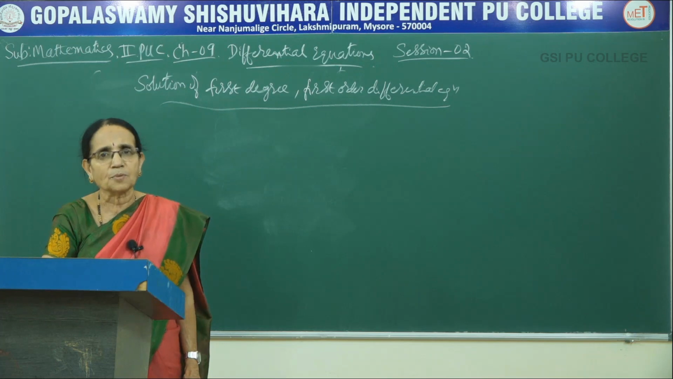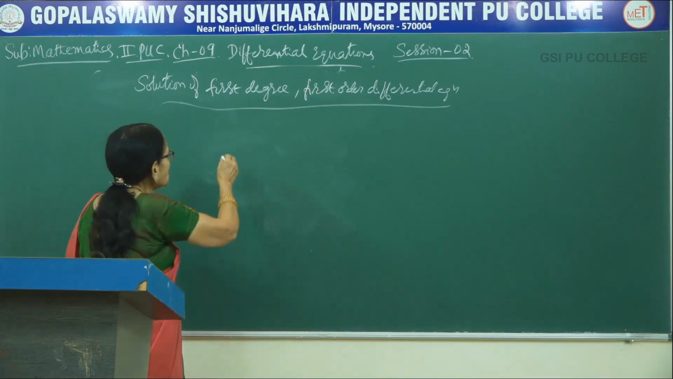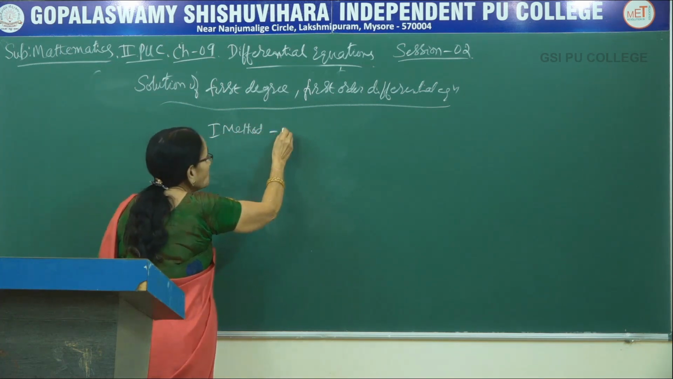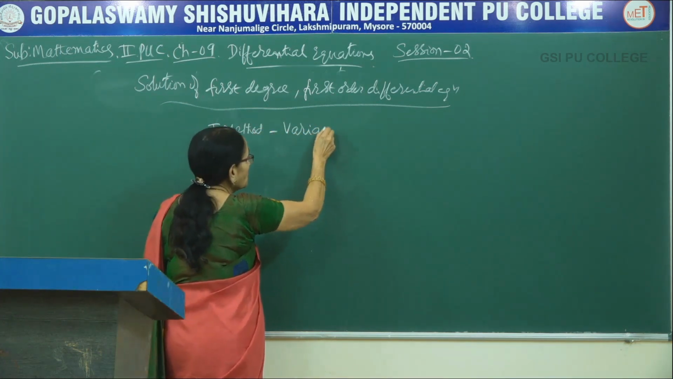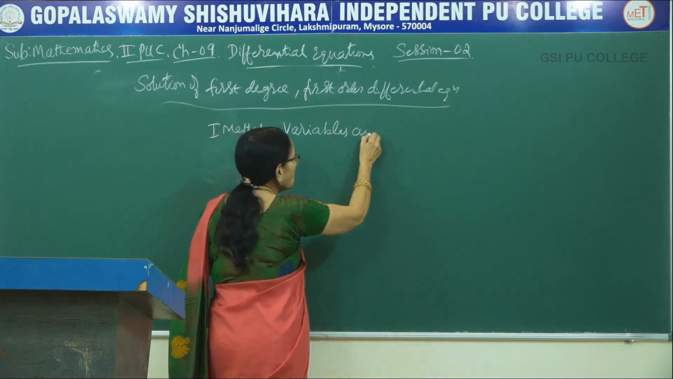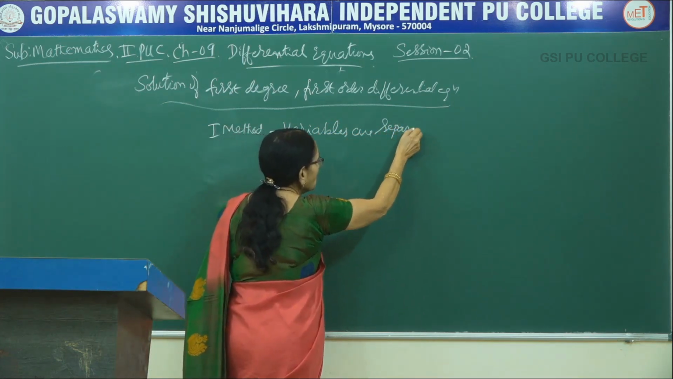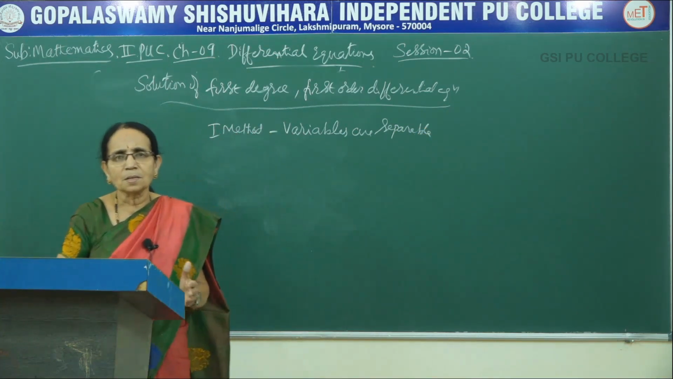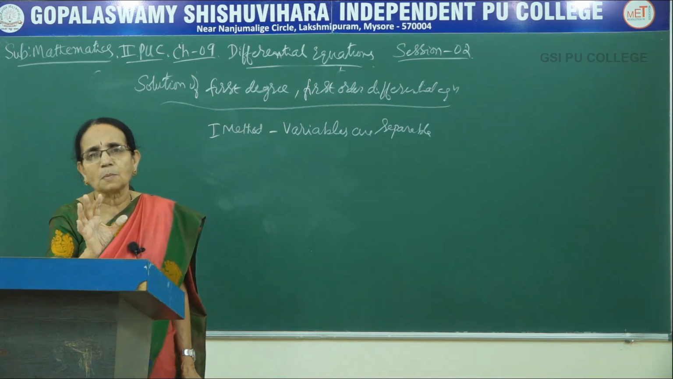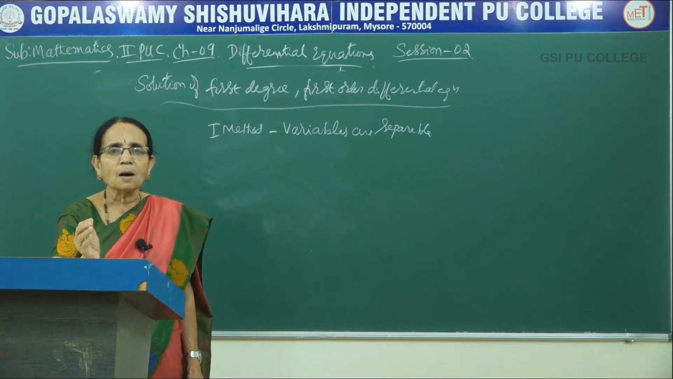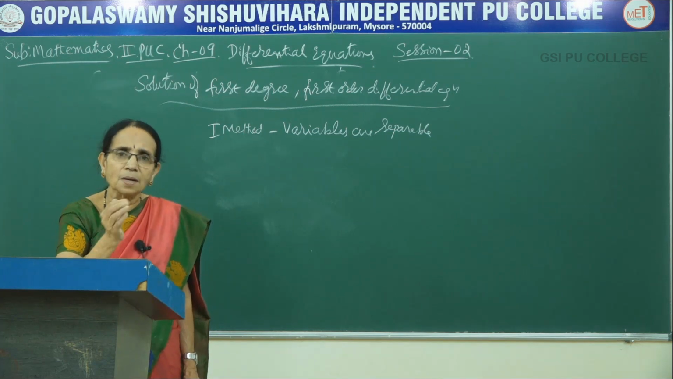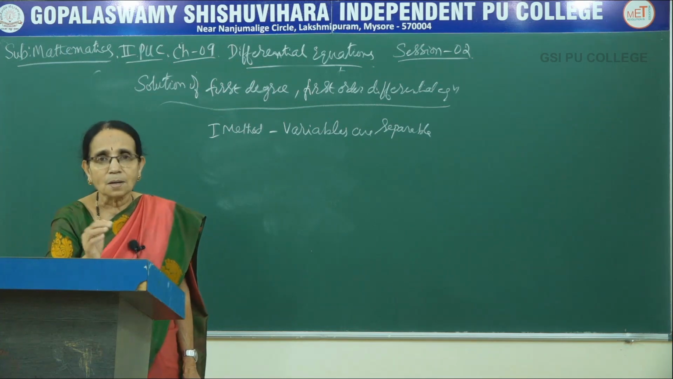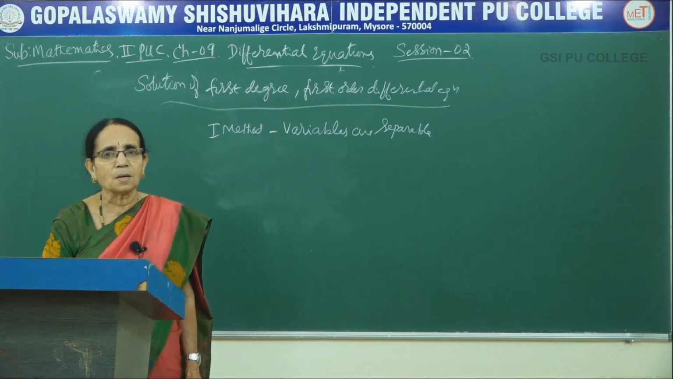We discuss one after another. The first method I am considering is where the variables are separable. Variables are separable. What's the meaning of this one? That is, see, in the differential equation, there are 2 variables x and y. We collect all the functions containing x and dx on one side, the functions containing y and dy on the other side. That is the meaning of separating the variables.